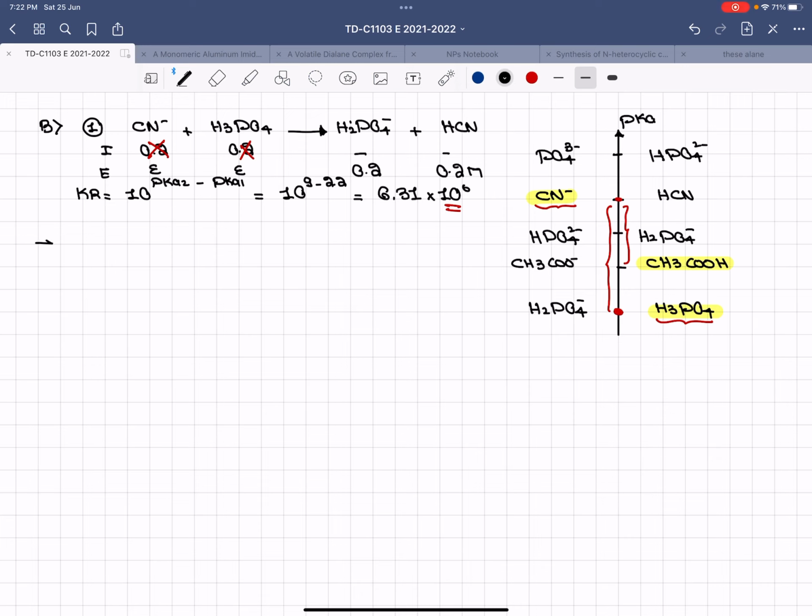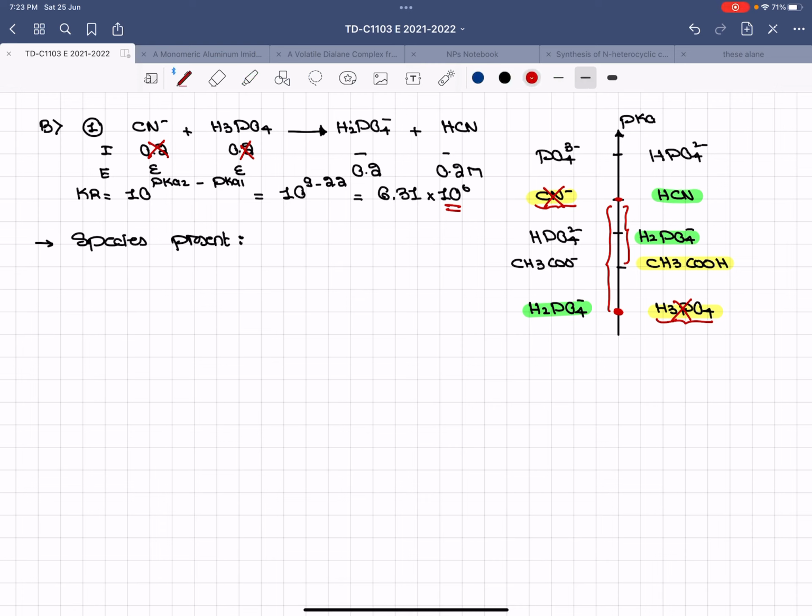Then you ask, species present. That was the first reaction taking place. What if there's another? Now CN minus is not considered anymore. I know it's completely consumed. H3PO4 is also not considered anymore because it's completely consumed. But two new species have appeared. H2PO4 minus now has a value of 0.2 molar, and HCN now has a value of 0.2 molar. And don't forget the H2PO4 minus exists in 2 places.